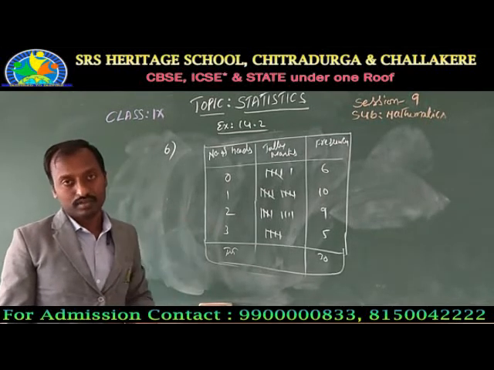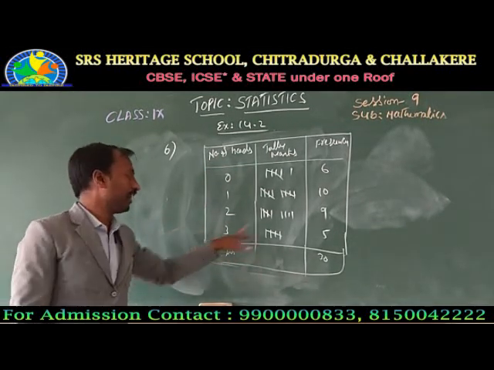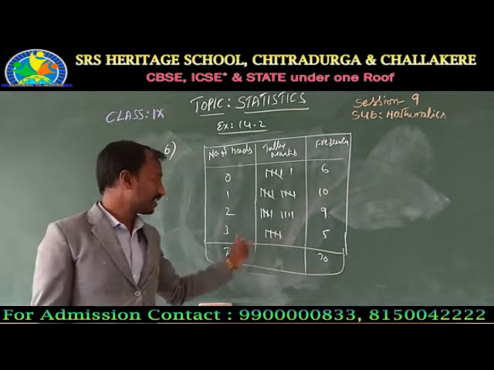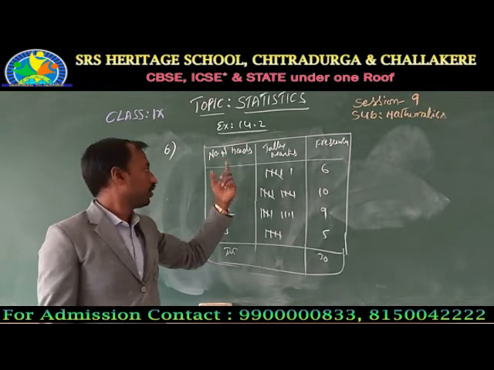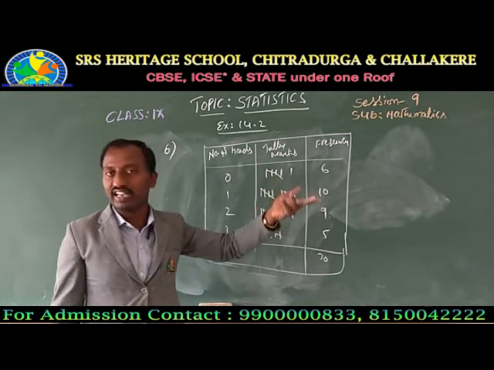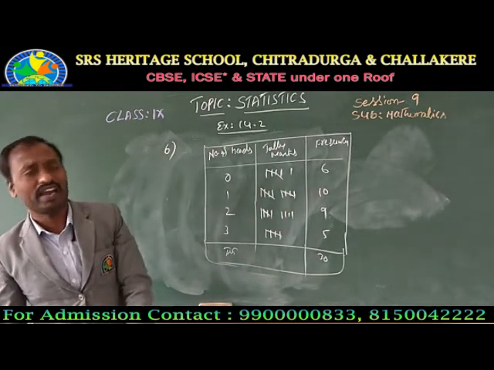3 heads turn up when 3 coins are tossed, all three are heads only. How many times? 5 times. Like this is the condition. 0 heads, no heads at all, that means 6 times. One head, the remaining 2 are tails only, that is 10 times. Like that, what is the maximum time, what is the minimum time, they may ask you in any general way.